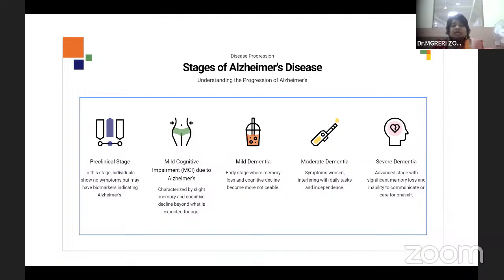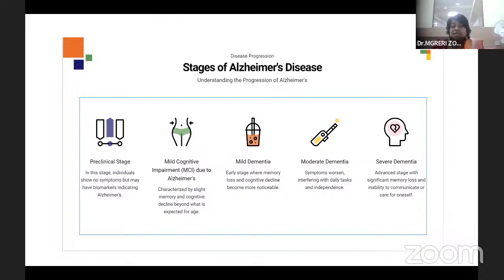The next stage is mild dementia. In this early stage, memory loss and cognitive decline become more noticeable. The next stage is moderate dementia. Here the symptoms are worse. They interfere with daily tasks, you won't be able to do anything independently, and you will lose complete independence. There will be more memory loss and more cognitive decline, and you will have difficulty performing your daily tasks.